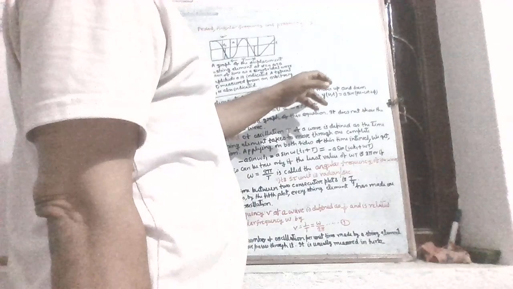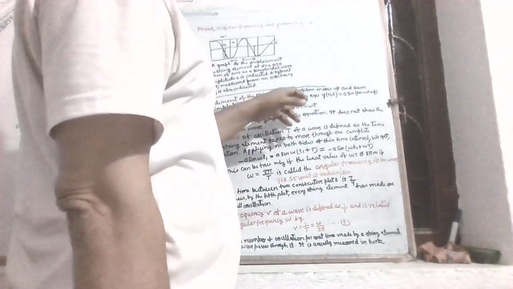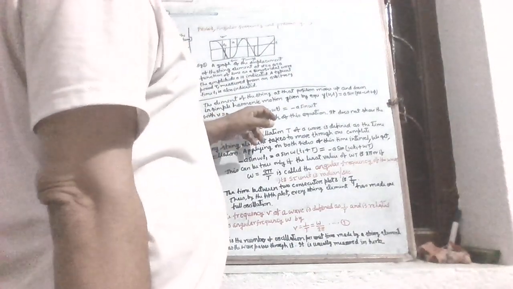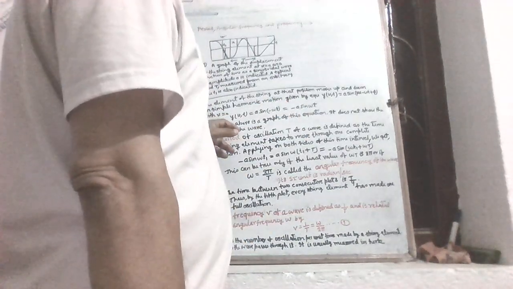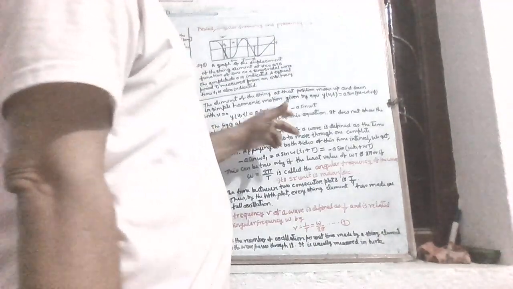The element of the string at that position moves up and down in simple harmonic motion given by the equation y = a sin(kx - omega t + phi). With x = 0, y = a sin(-omega t) = -a sin omega t. The figure 1 above is a graph of this equation. It does not show the shape of the wave.